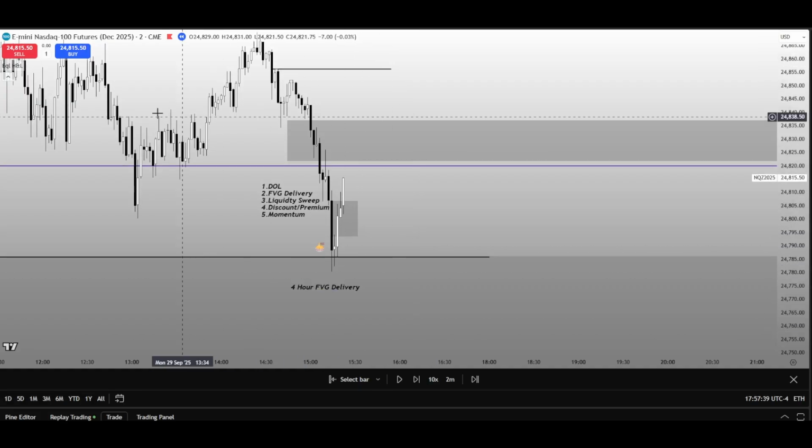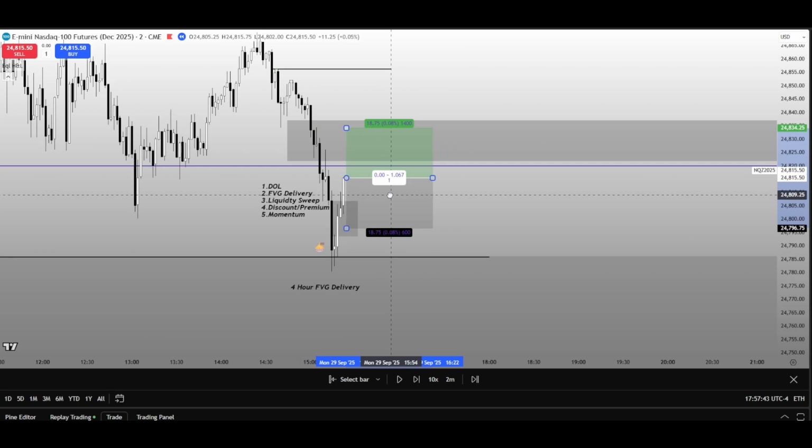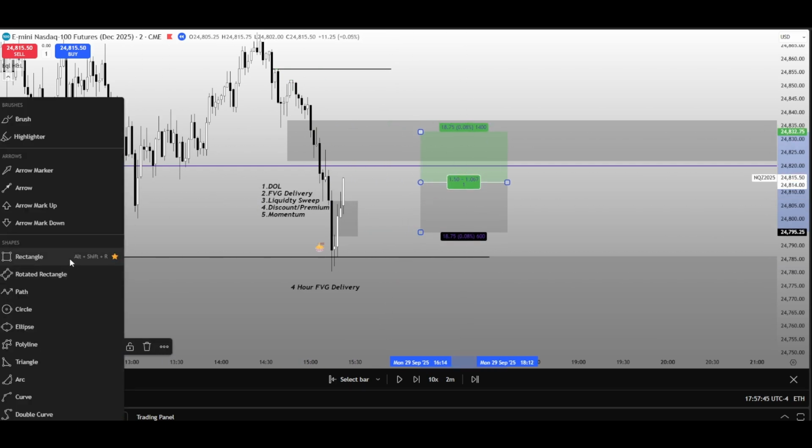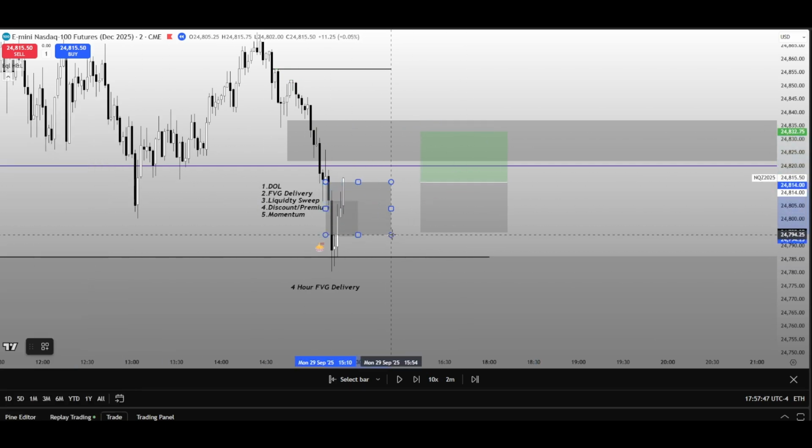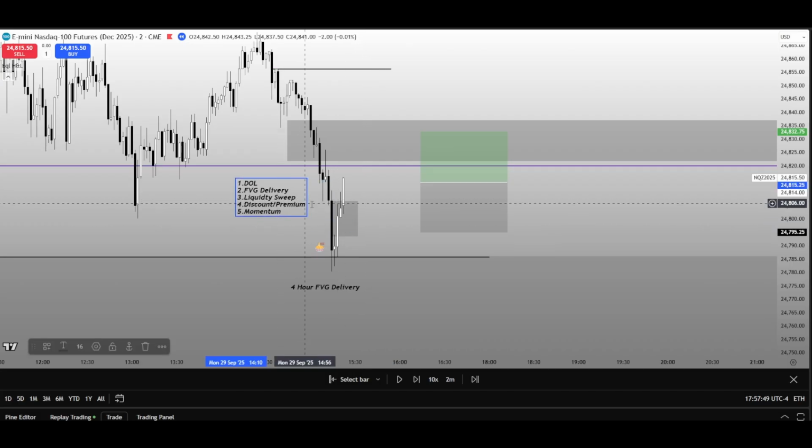So now let's take our trade. We have all of our criteria met. Our entry is going to be basically this close. So we close above these 2-minute fair value gaps, right? So here.